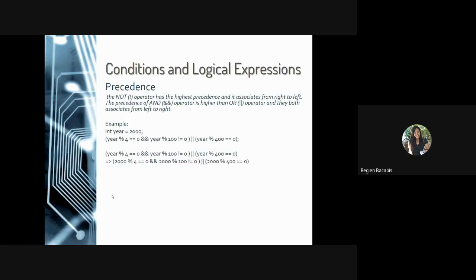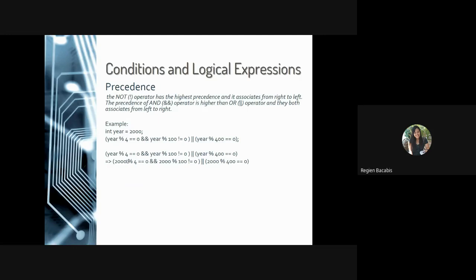Next example is this one. Now, let's find unsa ang answer ani. Okay. So, we have the year value equals to 2000. Okay. And our condition is to find if year modulo 4 is equals to 0 and year modulo 100 is not equals to 0 or year modulo 400 is equals to 0. Recall that modulo is a remainder. Okay? Its result is a remainder.